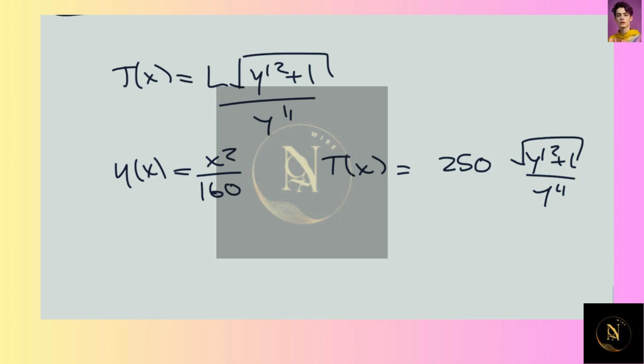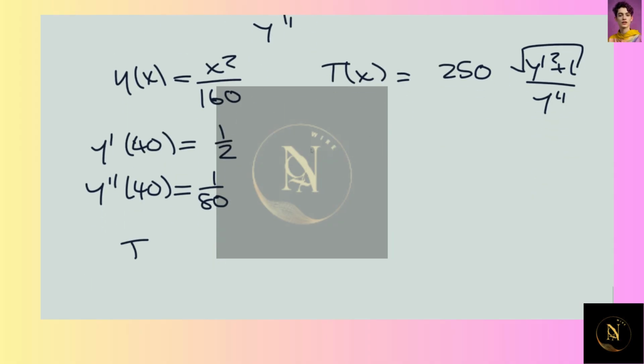So let's evaluate this at x equals 40. So y dash of 40 is going to be 2 times 40 over 160. So that's 80 over 160, which is a half. y double dash of 40 is going to be, so we've got 2x, take another derivative of that, it's just going to give us 2 over 160. So this is 1 over 80.